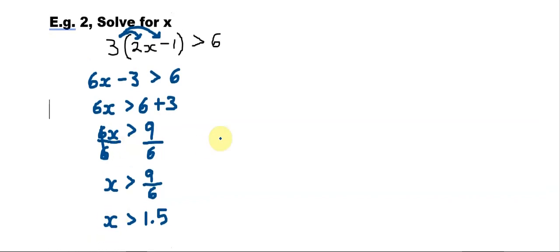Oh, and let us just think about the set notation for this. So therefore, we could say the set of values for x such that, so remember these two dots represent such that, so the set of values of x wherein x is greater than 1.5. Right? Alright, let's try some more examples.